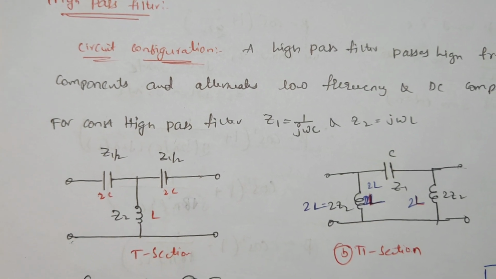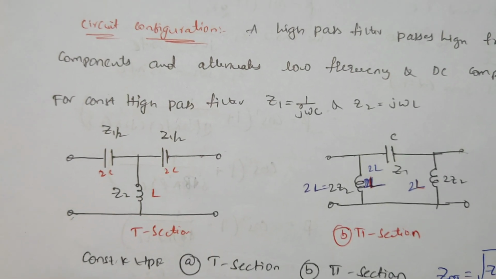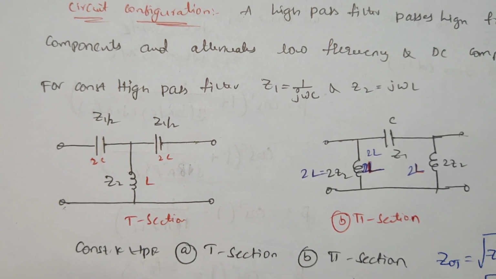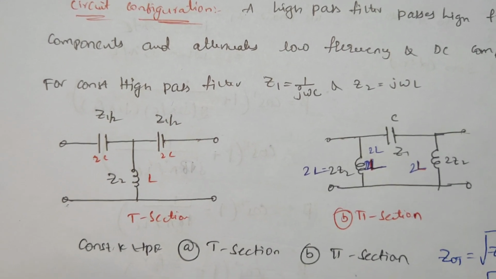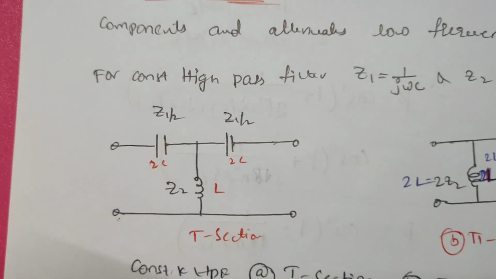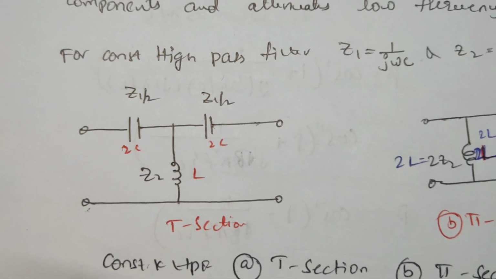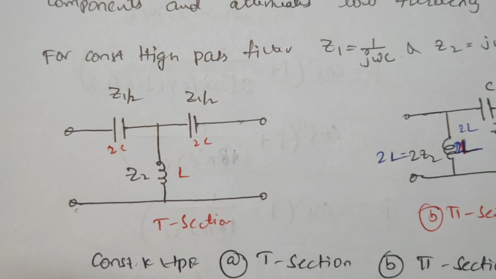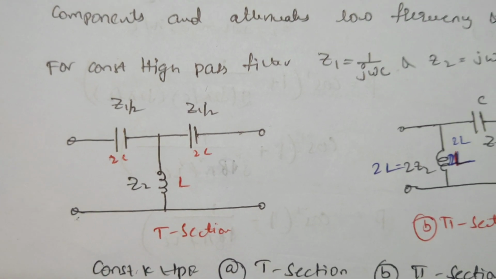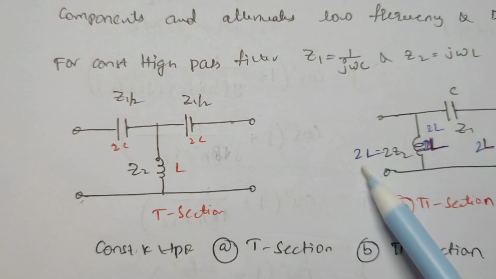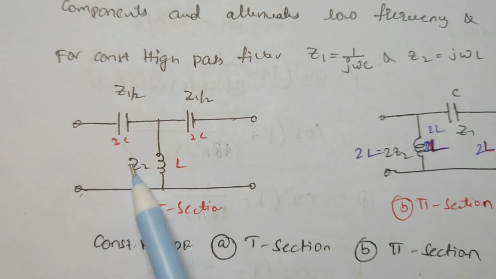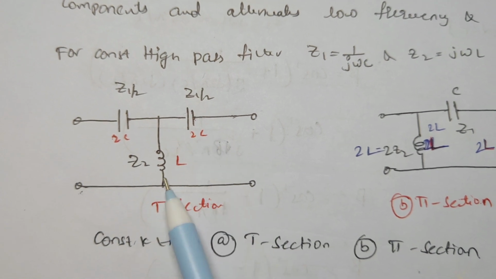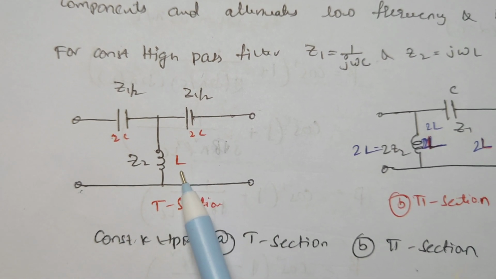T section as well as the constant K pi section. Generally we know that a section consists of one shunt arm impedance as well as one series arm impedance. In this T section, we are taking the series arm impedance as capacitors and the shunt arm impedance as inductors. So the series arm impedance Z1 by 2 is equal to 2C value. If you combine this, you will get a value of C, and the shunt arm value is nothing but your L value.